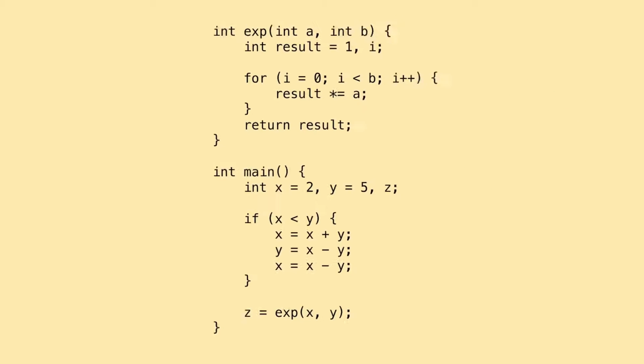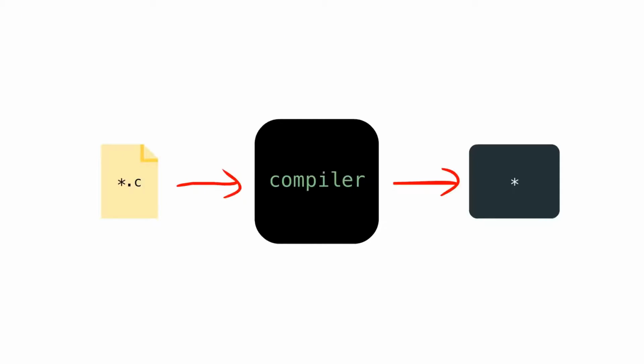The compiler's job is to take this source code that is human-readable and turn it into machine code that is computer-readable. But how does it do that? How does it turn a string of text into a list of instructions in binary? Let's look at some examples. Here's a pretty simple program.